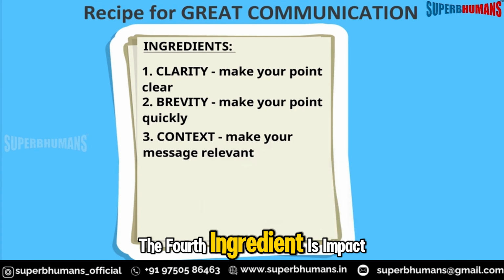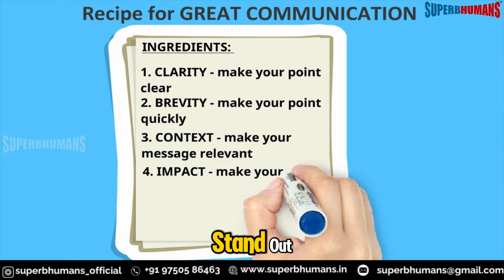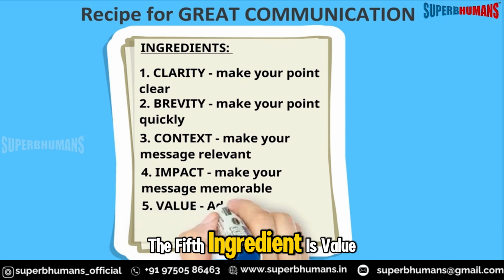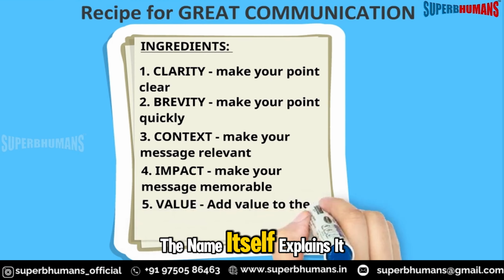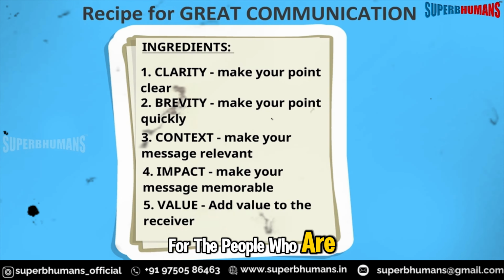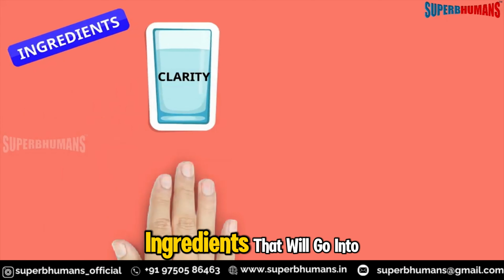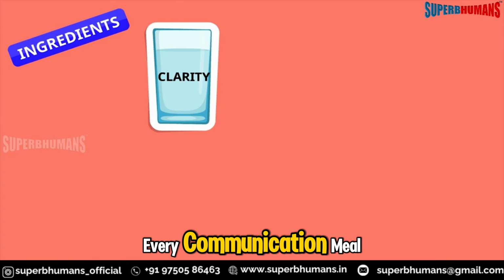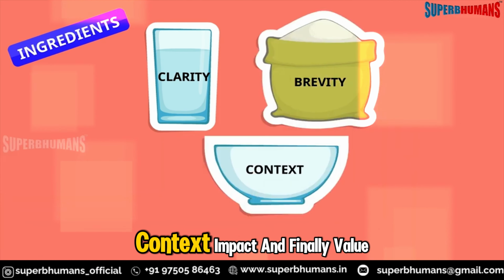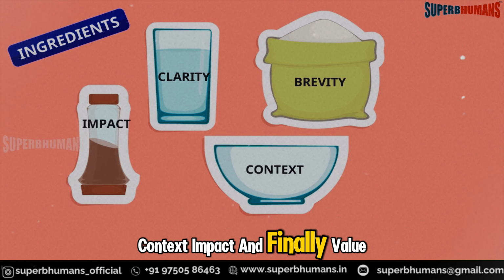The fourth ingredient is impact. How do you make it stand out? Or how do you make it memorable for your receiver? The fifth ingredient is value. The name itself explains it. How do you make your message valuable for the people who are consuming it? 5 ingredients that will go into every communication meal. They are clarity, brevity, context, impact, and finally value.